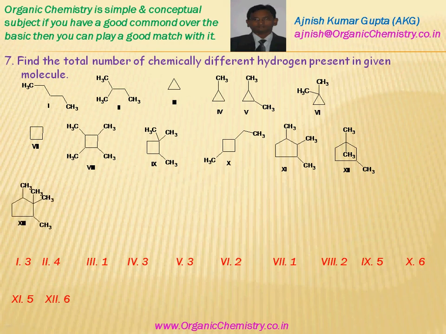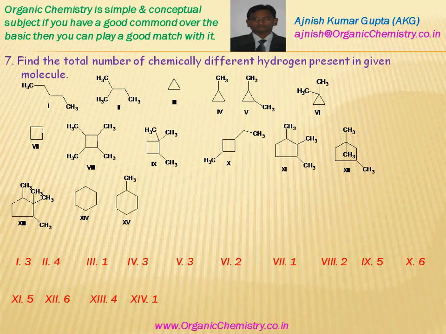For this molecule, answer is 4. 1, 2, 3 and 4. Again, similar to cyclopropane and cyclobutene, cyclohexane have also all hydrogens chemically same.